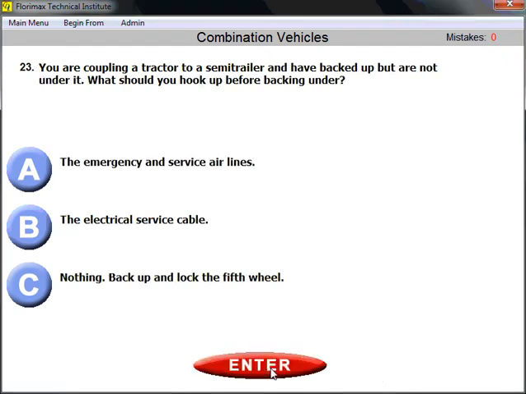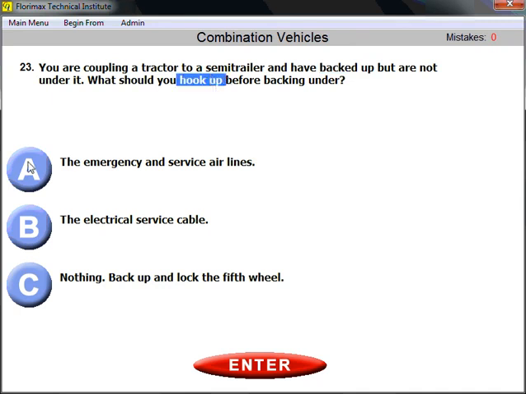Question number 23. You are coupling a tractor to a semi-trailer and have backed up, but are not under it yet. What should you hook up before backing under? You need to read and pay attention to the details. So you need to get a clear picture of where you are. You are coupling a tractor. You have backed up, but not under it completely. What should you hook up?